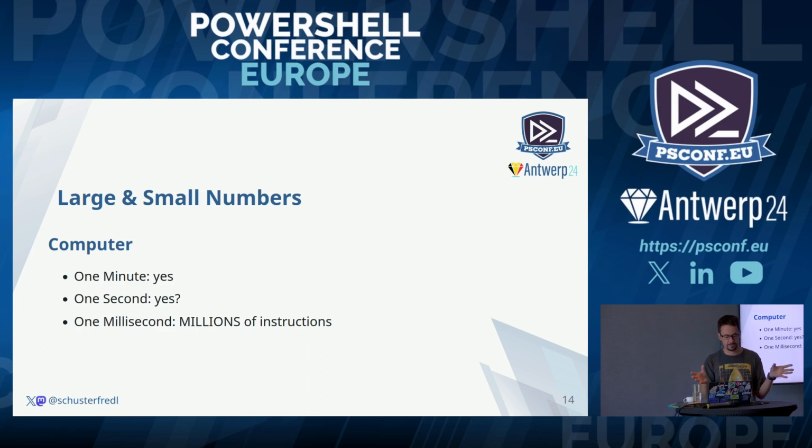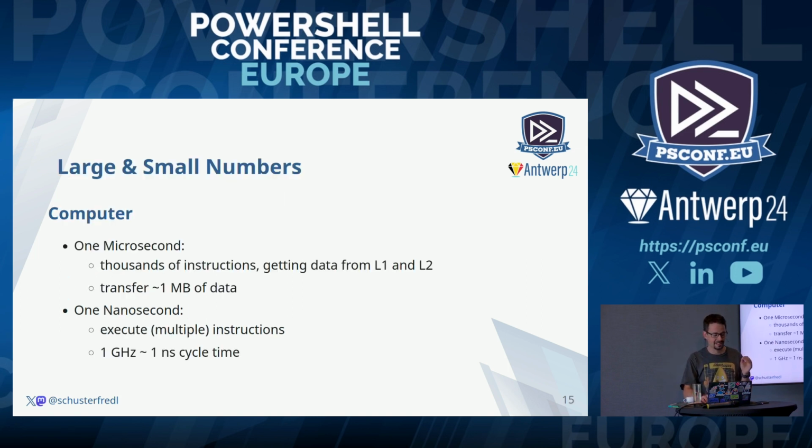Of course, the speed of light is a thing. If we're hundreds of kilometers away in another data center, things look different. But as long as you're in your server room, you really shouldn't see higher ping times. What about 1 microsecond? In 1 microsecond, our machines can do thousands of instructions. They can fetch data from cache. They can transfer about 1 megabyte of data, again with a 3 gigahertz CPU, with just normal common hardware.